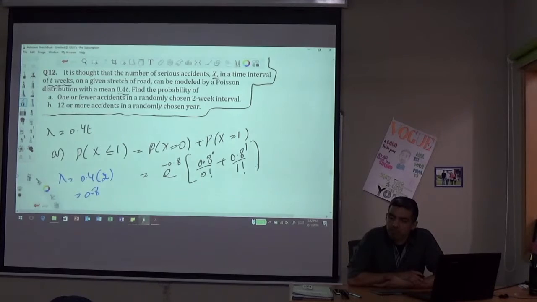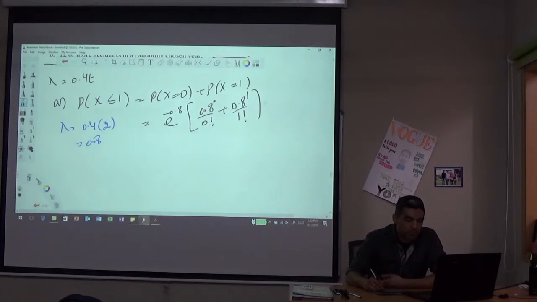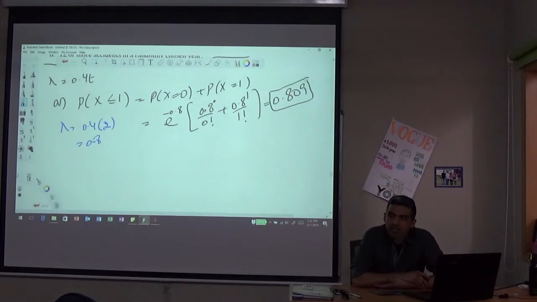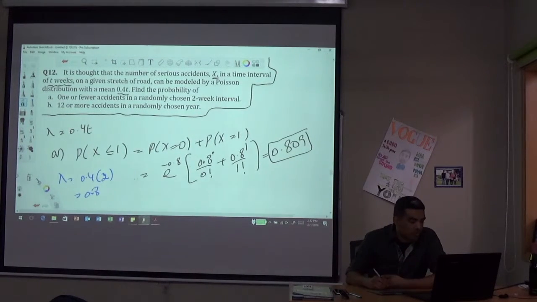0.8087. 0.8080. I hope everyone's getting this. So see, why didn't I use the normal approximation here? Because the lambda value is too small. If the lambda value goes above 15, then I will use the normal approximation.